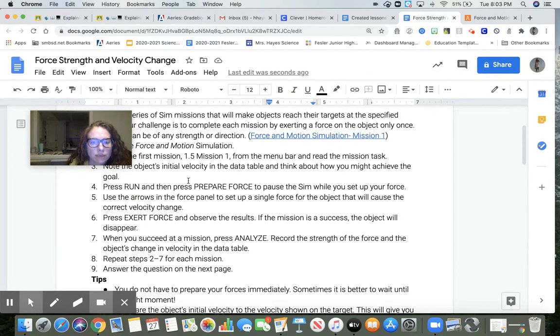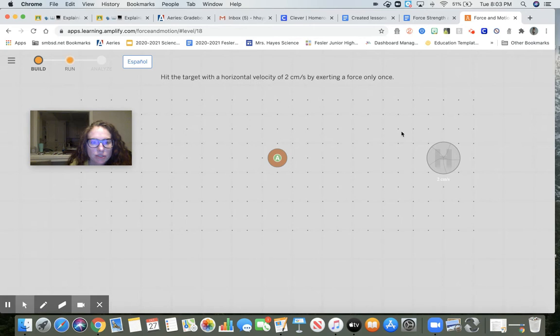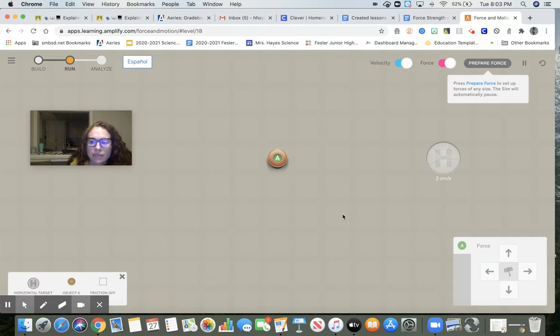Okay, so let's go look at some more directions here. We're going to press run, and then we're going to press prepare force to pause the sim while we set up our force. So let's go see what that looks like. Again, here's my screen. I don't need to do anything here. I just need to go to run. Notice that my object is not moving. I'm going to click prepare force, and I'm going to grab a force.